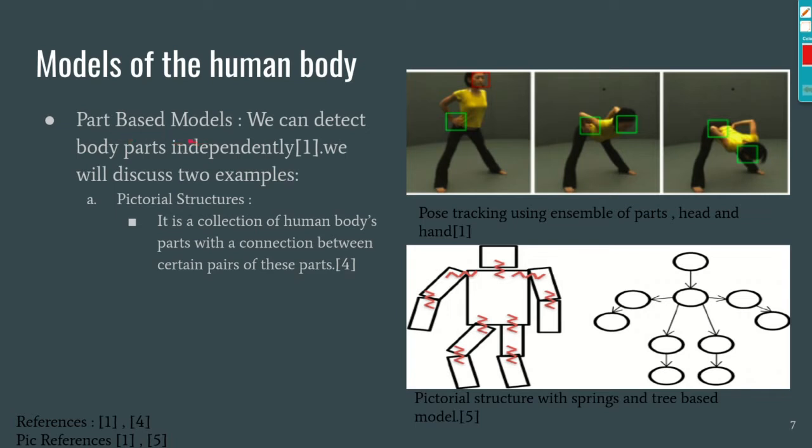The part-based models, from the name, we can get that we can detect body parts independently. As we can see here in the picture, the head and the hands are detected independently. In part-based models, there are various examples. Here I will discuss 2 examples. The first one is pictorial structures, which is a collection of human body parts with a connection between certain pairs of these parts, as we can see here in this image. The head is connected to the torso, and then the torso with the arms, and so on.